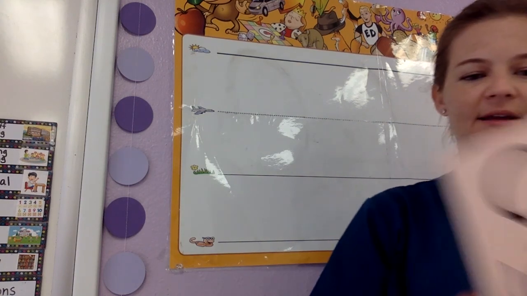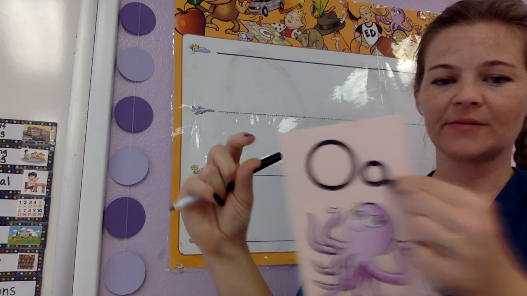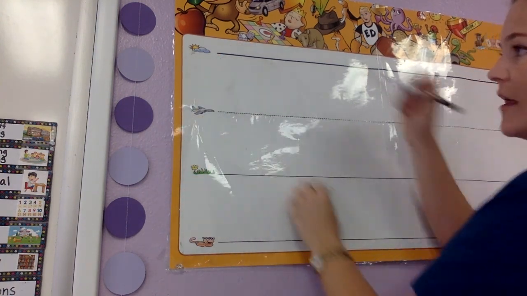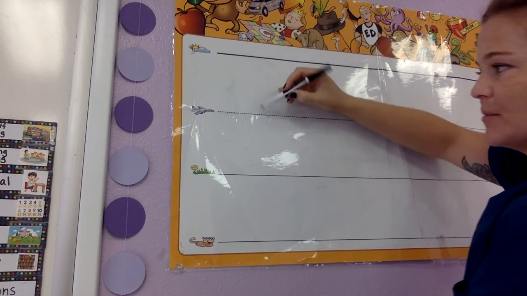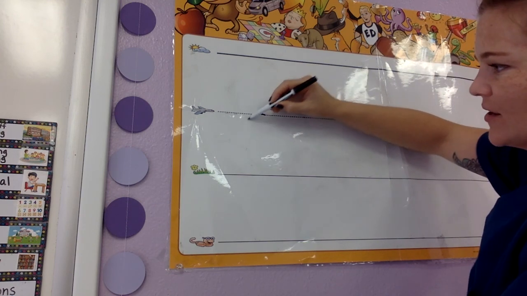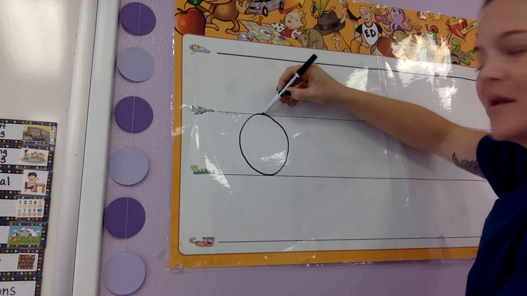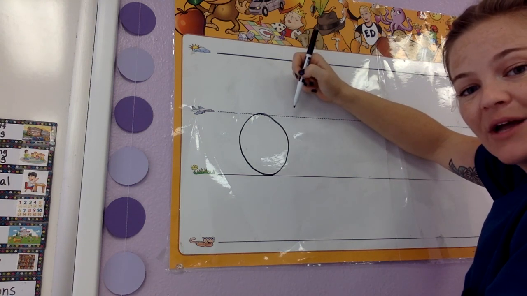All right, let's try some lowercase o's, some little o's. And you can see that little o looks just like big O, except it's smaller. All right, so little o, instead of starting on the skyline, you're going to start on the plane line. So put your marker on the dotted plane line, and you're going to curve down to the grass line and then curve back up to the plane line where you started. And there's lowercase o, little o.